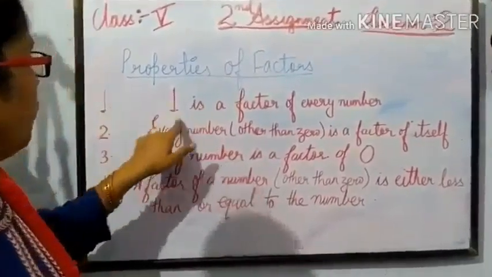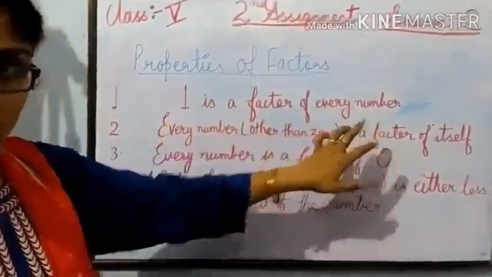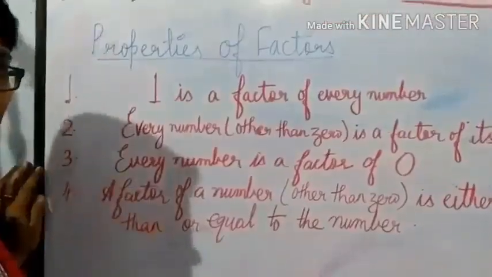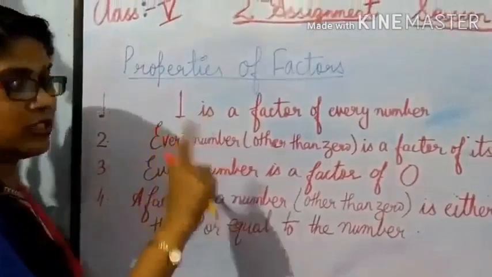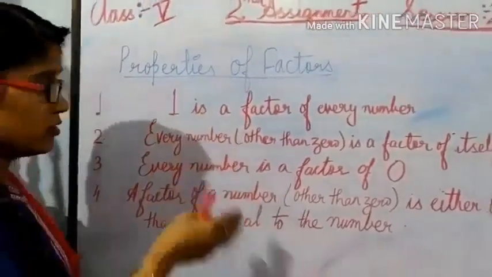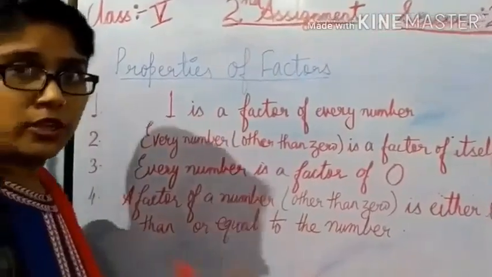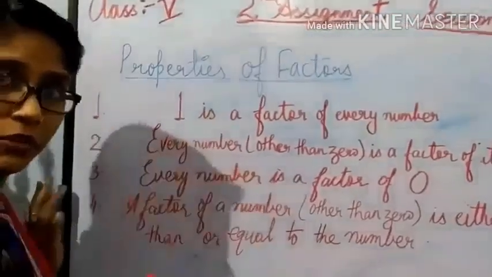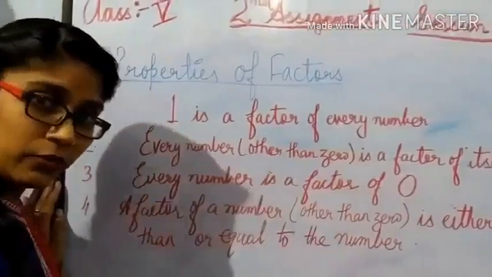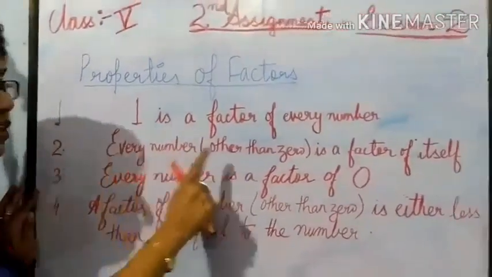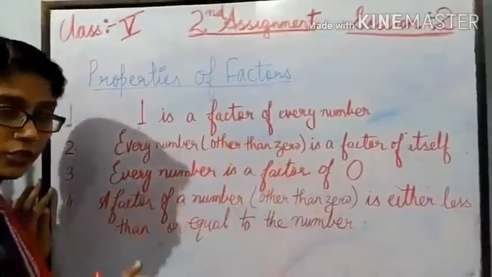Properties of factors. Some properties are given. Number 1. 1 is a factor of every number. Since 1 can divide all numbers. Why? Since 1 can divide every number. Suppose 10, so 10 can be divided by 1. 5 can be divided by 1. 6 can be divided by 1. And so on.